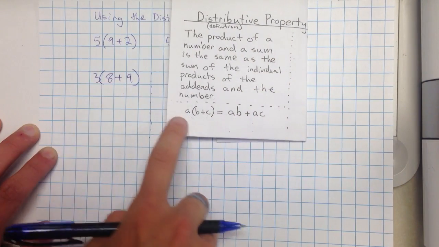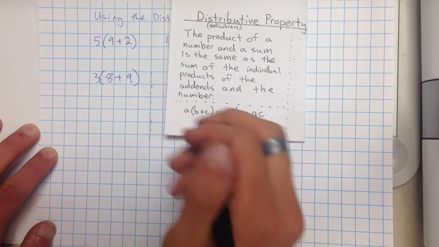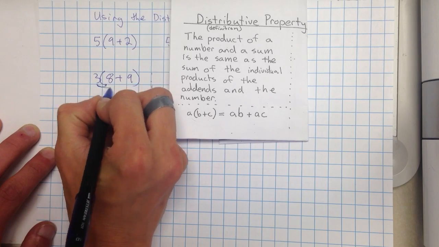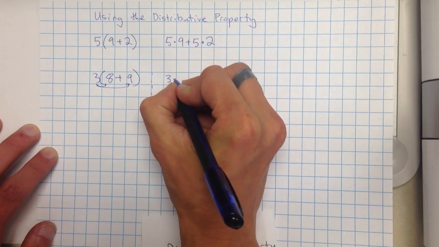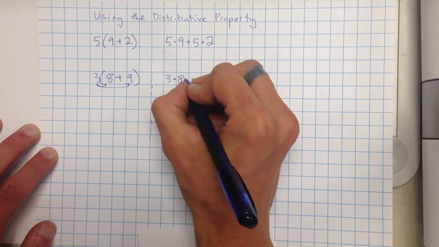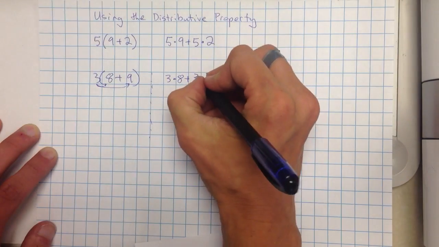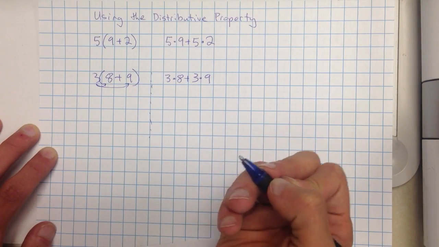So I'm going to take my handy notes. I'm going to see that 3 is the A, the 8 is the B, the 9 is the C. So to rewrite it, I just have to apply, or distribute, this 3 to that 8 and distribute it to the 9. So I would rewrite it like this. I would have 3 times 8 plus 3 again, so that's my A, times 9. And then I would just do the math to prove that this works.